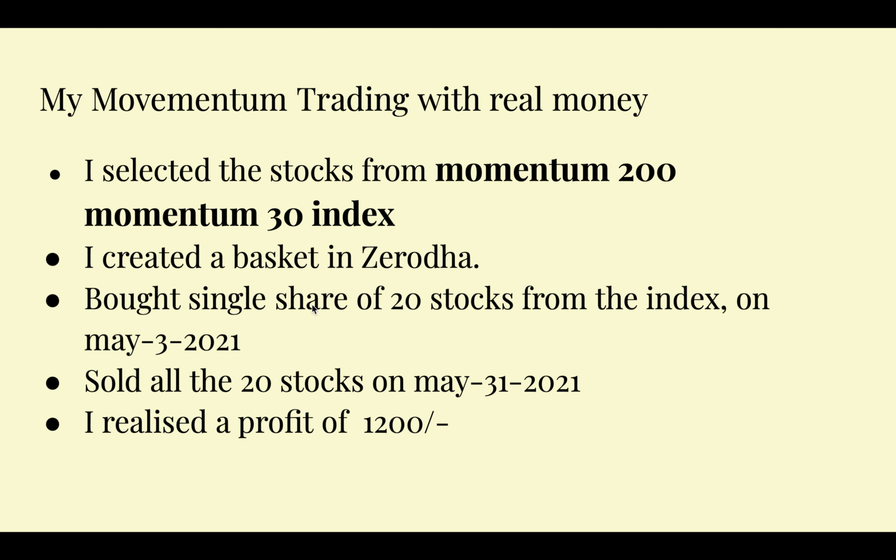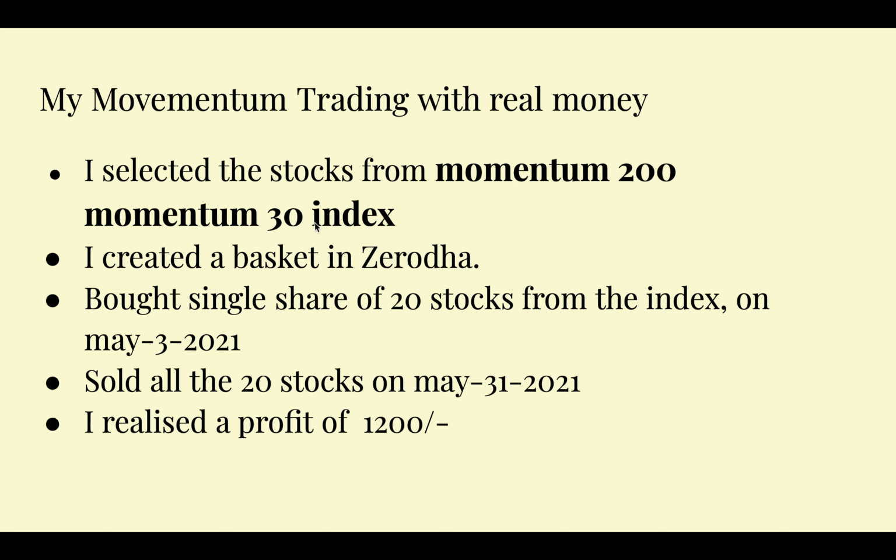What I did was, I selected the stocks from this Momentum 30 index. I created a basket in Zerodha. By creating a basket, with a single click we can buy all the stocks in the list. I bought only a single share of these 20 stocks, because I was doing it for the first time. I wanted to see for 1 month. So I bought on May 3rd, and I sold 20 stocks on May 31st, and I realized a profit of 1200.